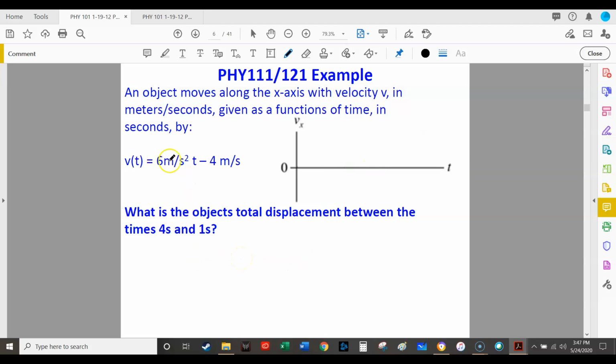Okay? So this is an object that starts out at -4 meters per second, and then it's going to have its velocity changed at a positive 6 meters per second for every second. Okay, this is a positive 6 meters per second for every second. So its velocity is changing by a positive 6 meters per second for every second. All right, go ahead and try this now. Hit pause.